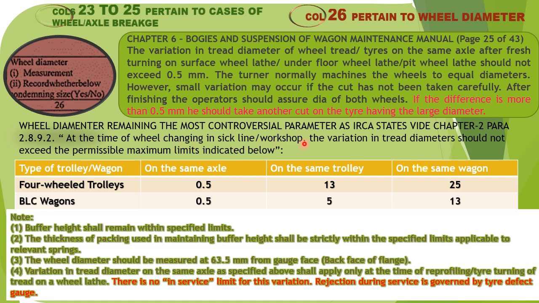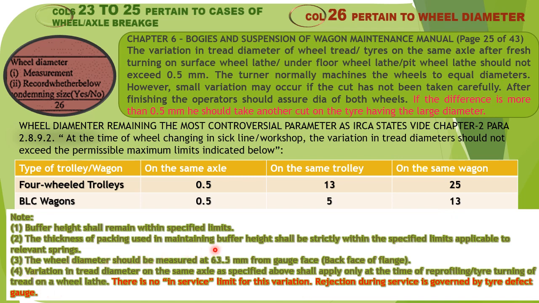Wheel diameter remains the most controversial parameter, as IRCA states in Chapter 2, Para 2.8.9.2, that at the time of wheel changing in sick line and workshops, the variation in tread diameter should not exceed the permissible limits indicated below. So once the wagon is being shopped out after ROH, POH or wheel replacement, these are the dimensions to which the wheels should be fitted on the trolleys. On the same axle it does not exceed 0.5 mm, on the same trolley it does not exceed 13 mm, and on the same wagon it does not exceed 25 mm. For BLC wagons, these dimensions are 0.5 mm on the same axle, 5 mm on the same trolley and 13 mm on the same wagon.